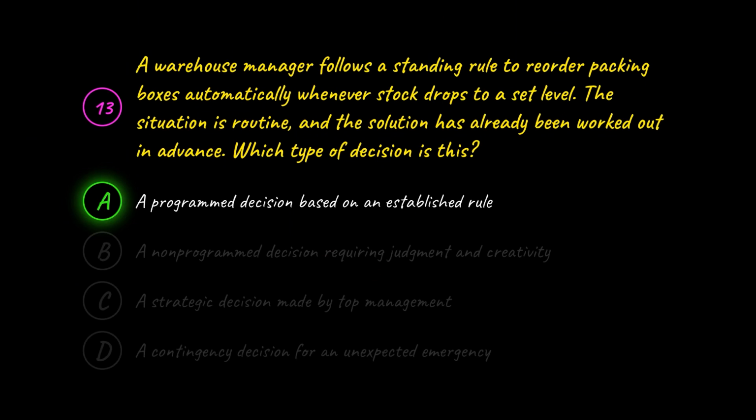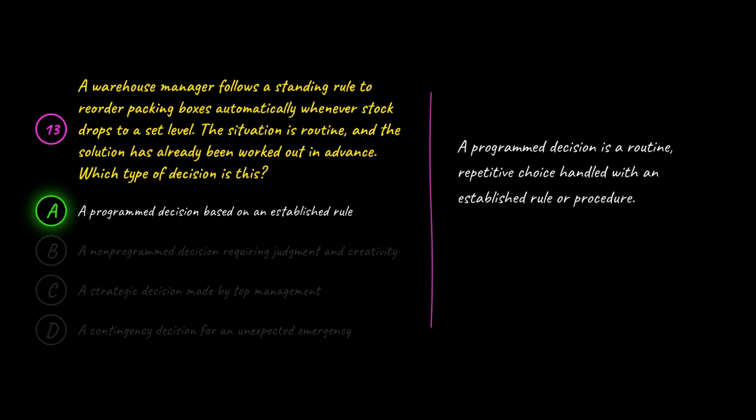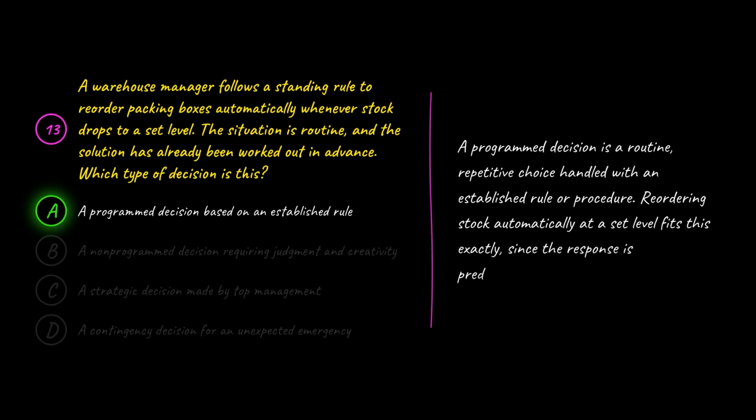The correct answer is A. A program decision based on an established rule. A is correct because a program decision is a routine, repetitive choice handled with an established rule or procedure. Reordering stock automatically at a set level fits this exactly, since the response is predetermined.